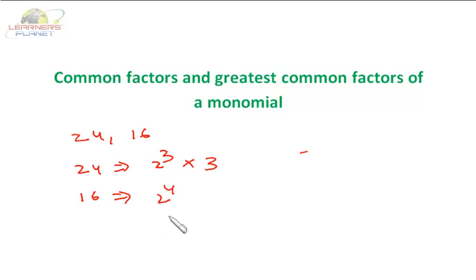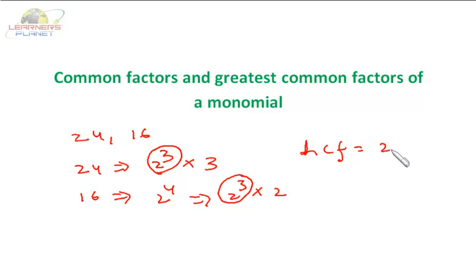Now this 2 raised to 4 can be written as 2 cube into 2. Now we see 2 cube over here also and 2 cube over here also. And this is the highest power which is common between these two. So HCF of 24 and 16 will be 2 cube, that is 8. Similarly, we have to learn to find out the greatest common factor of a monomial. In this case, we'll be dealing with variables. Now let's take some examples for better clarification.